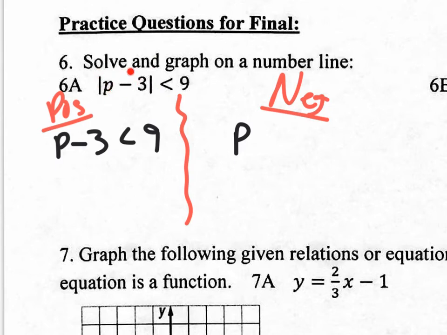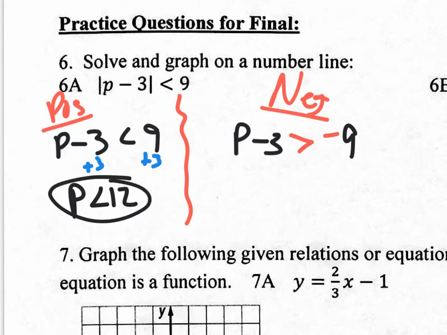So notice, it's p minus 3 less than 9. There it is, p minus 3 is less than 9. No absolute values. Same thing over here, no absolute values. We're just going to write the p minus 3. But we are going to flip the inequality symbol and change the sign of the 9. So it's going to become greater than instead of less than. And we're also going to put a negative on that 9. Now we solve both. We're going to go plus 3, p is less than 12. That's one answer. And then plus 3, p is greater than negative 6.